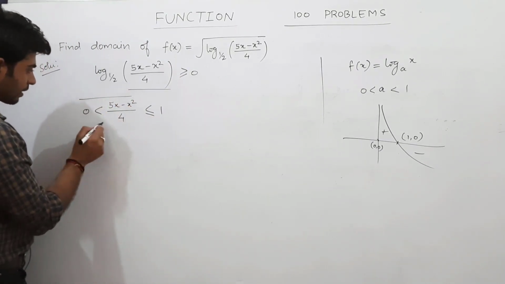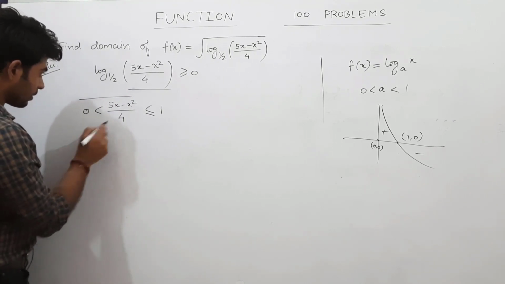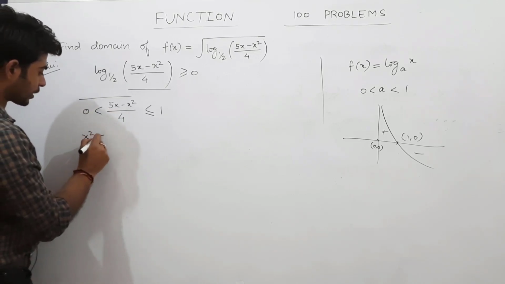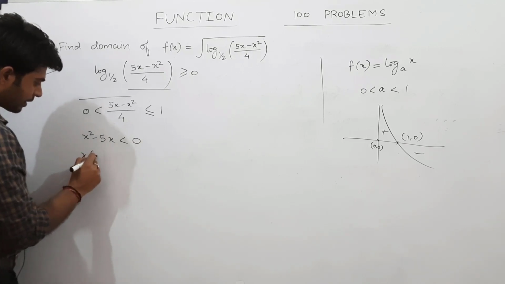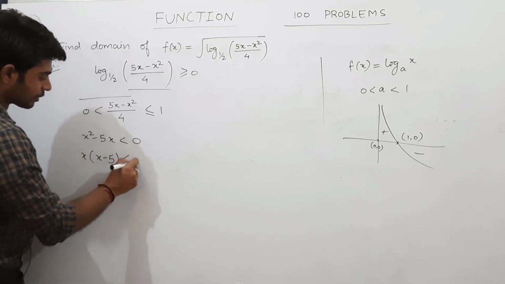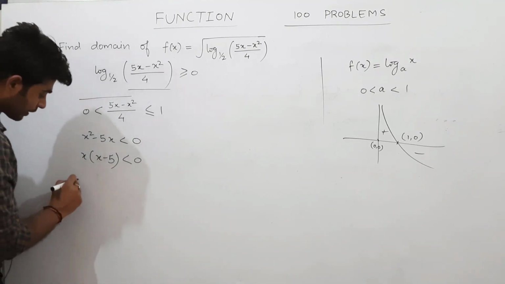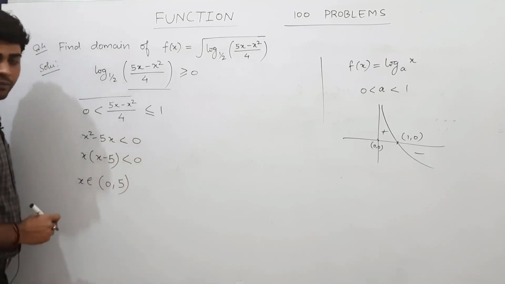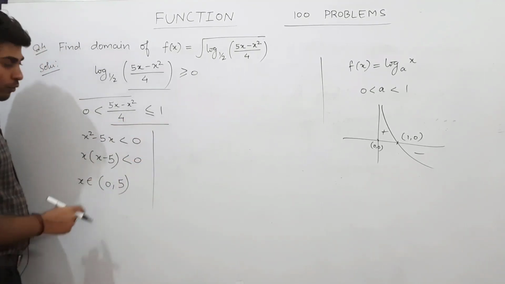Now we will solve the left-sided inequality. Taking the complete quantity on this side, we get x square minus 5x less than 0. Taking x common, x times (x minus 5) is less than 0. On applying the sign system or wavy curve, again we get x belongs to 0 to 5 in open interval. Similarly, we are going to solve the right-sided inequality.